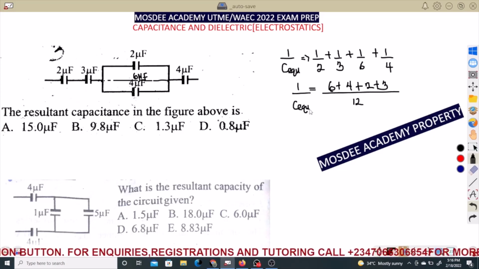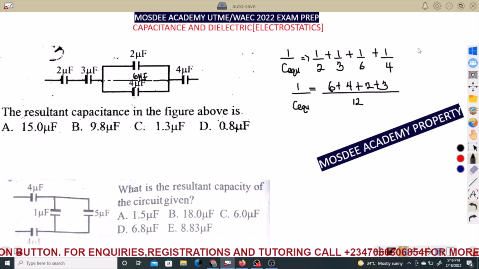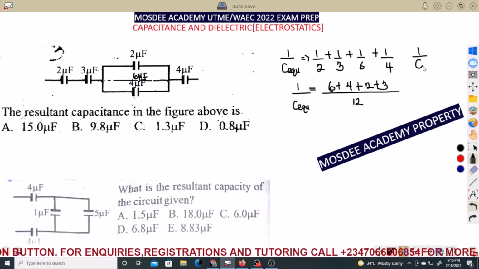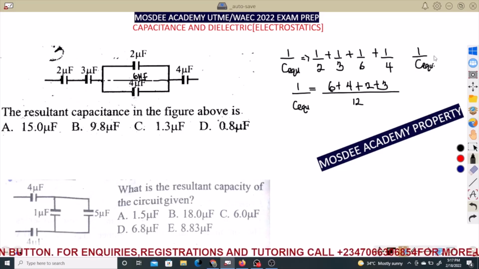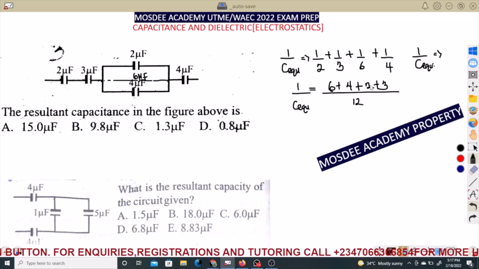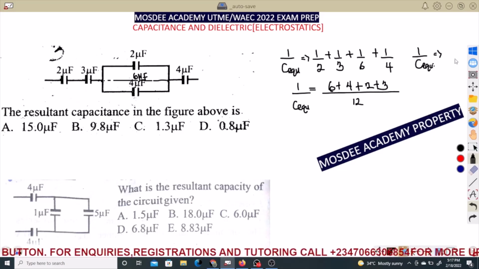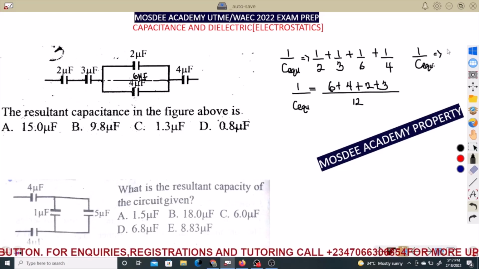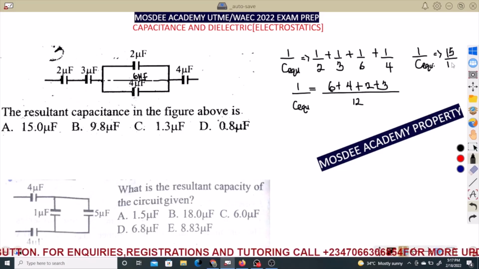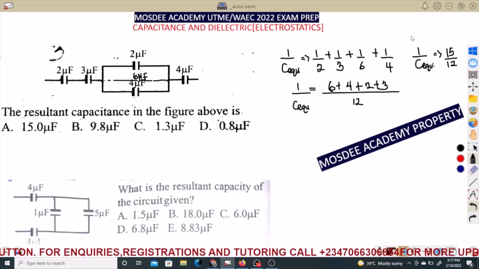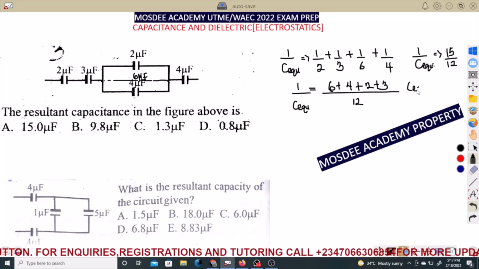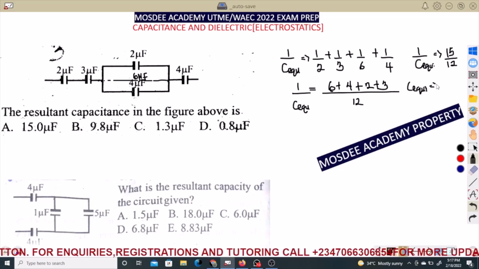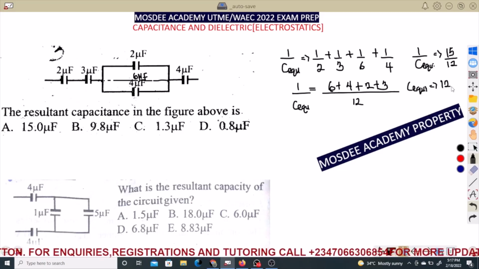From simplification, 1 over C equivalent is equal to the addition of all this: 10, 12, and 15 over 12. I hope I am not mistaken, 15 over 12. If you turn this over to get C equivalent, we also turn what you have here over, as 12 over 15.